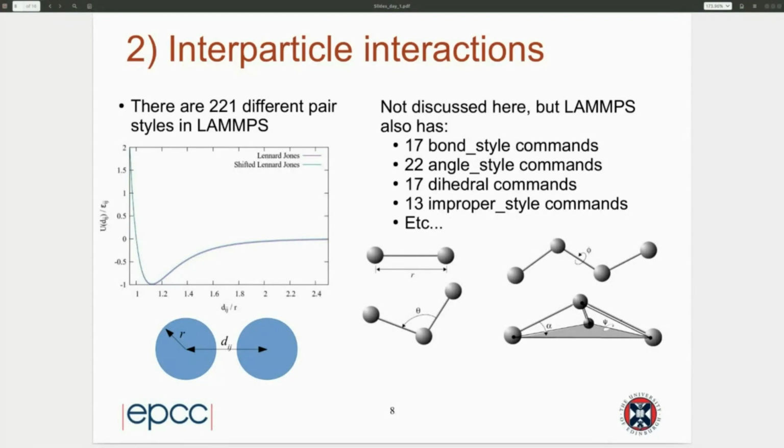Hopefully that answers that question. The other question I got was, when would you use an atom style that is different from atomic? And for that, let's actually have a look at the LAMMPS webpage.